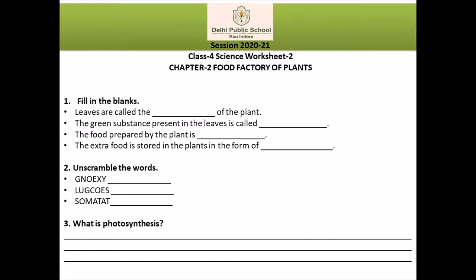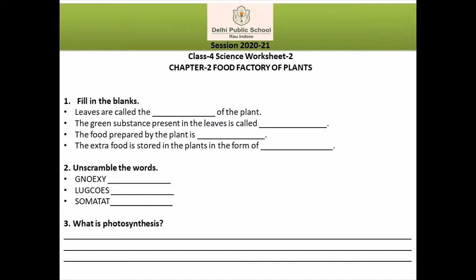Clear? Now next is, what is photosynthesis? Photosynthesis is the process by which green plants prepare their food. They take carbon dioxide and water in presence of sunlight and chlorophyll and form glucose and oxygen. This is the definition of photosynthesis. What is formed during photosynthesis? Glucose is formed during photosynthesis.